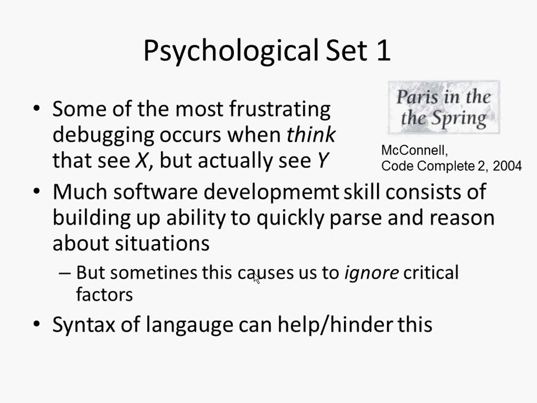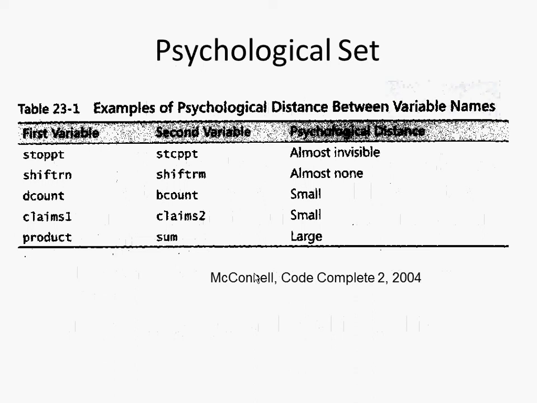So, for example, in C, we get problems like this. Maybe you have a variable called stoppt, maybe it's a function name, and what you really meant is stcppt. And you look at that, and it doesn't strike you that actually that's an O instead of a C.